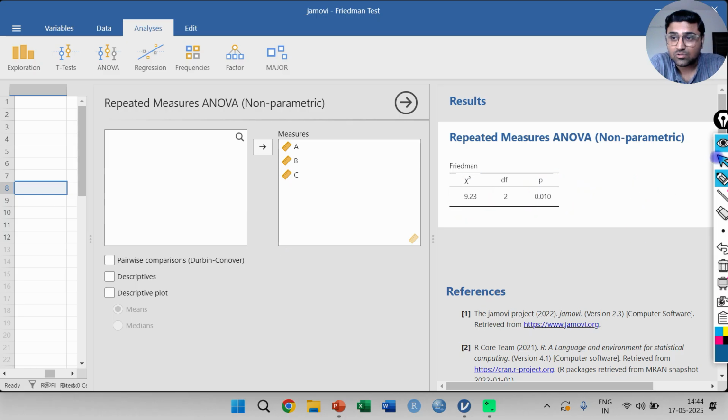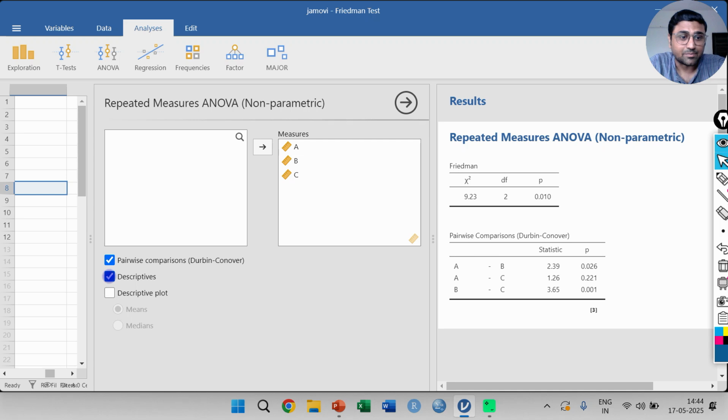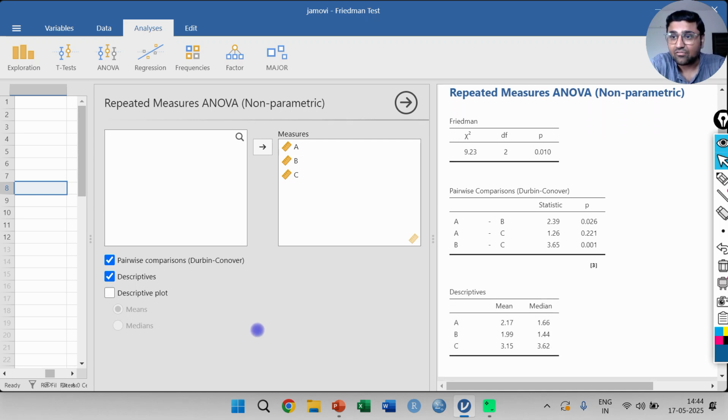So let's see. Now you select pairwise comparison and then select descriptives. So here we have the pairwise comparison table. Now let's see the difference between A and B, diet A and diet B. The associated p-value is 0.026. It is less than 0.05 and therefore A is significantly different from B. Diet A is significantly different from diet B as far as weight loss is concerned.